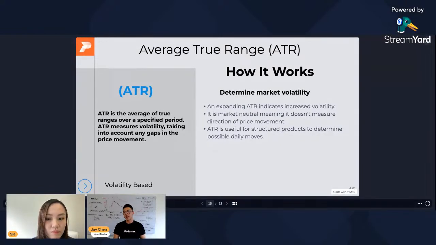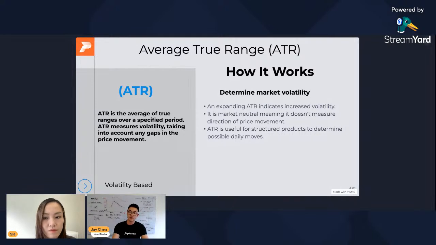So the next indicator that we'll be talking about is average true range. First of all, it's a volatility-based indicator, and it takes into consideration the previous days' prices. Usually people use a 14-day average. It looks back on the previous 14 days and calculates the average price movement per day. And then it just gives you a simple readout, like, past 14 days, the average movement was $1,000.